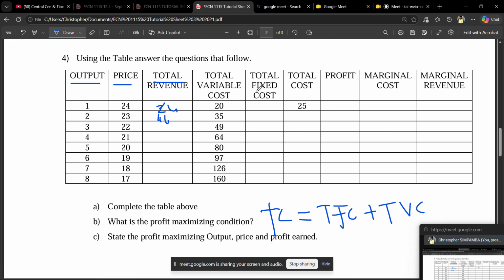Our variable cost we have here. Then we do not have our fixed cost, but our total cost we have. So our total cost is 25, right? Then this one is 20. It means that this is 5, right? We know that when a cost is 5, it doesn't change even if quantity changes. So we have 5, 5, 5 all over here.